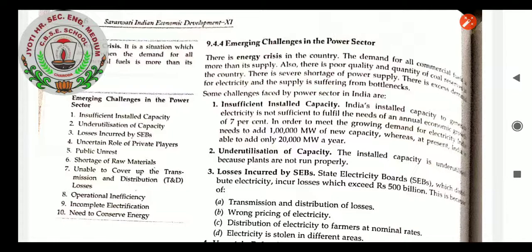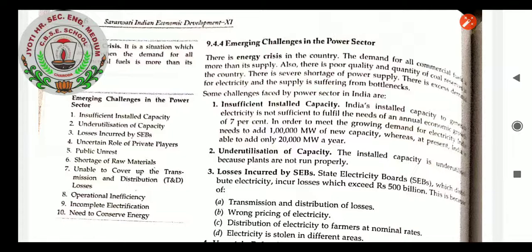Underutilization of capacity, definitely this problem is still there. The installed capacity is underutilized, as it could be utilized, but due to financial problems plants are not run properly and many times they have to be shut down. So more effort is not put in by the industrialists also.